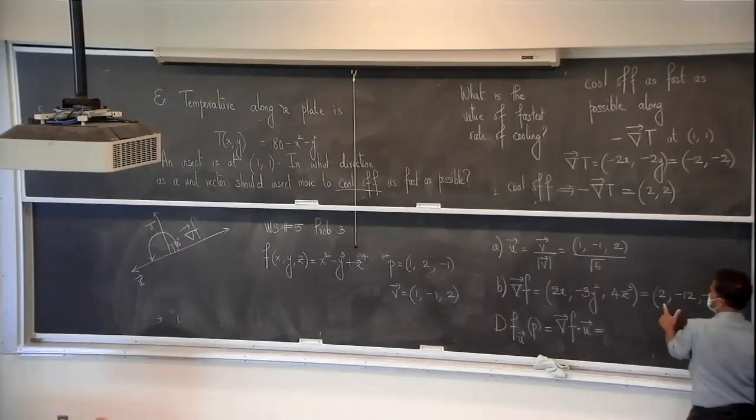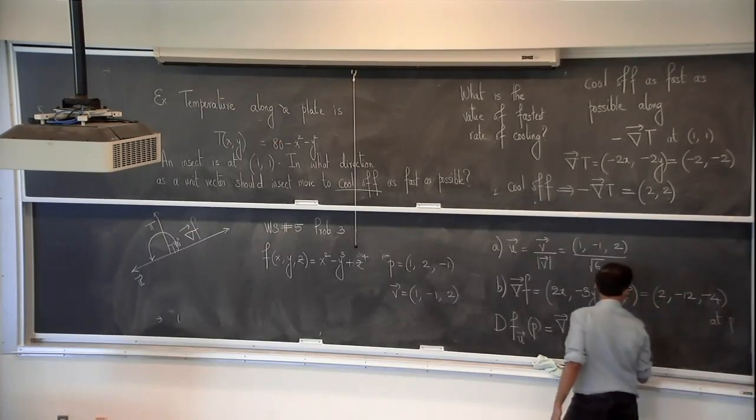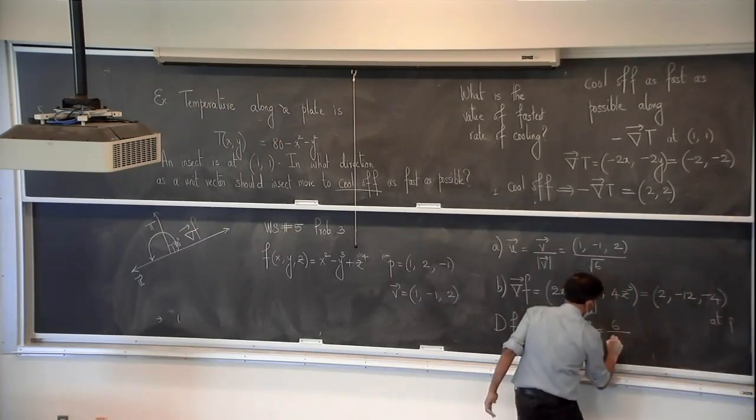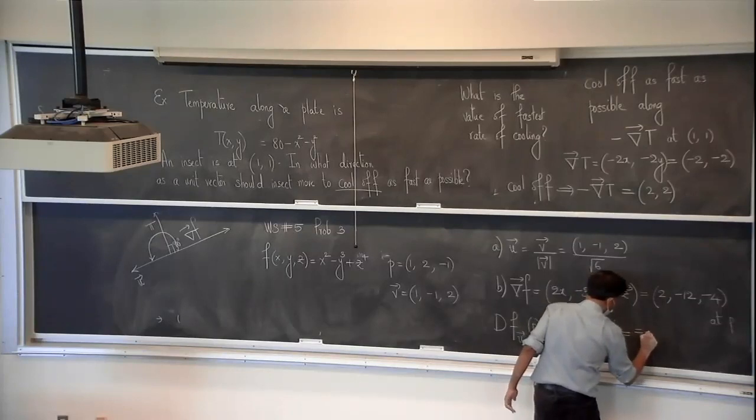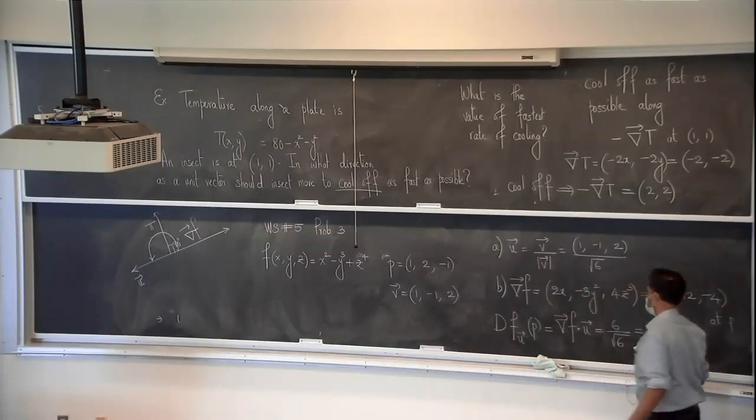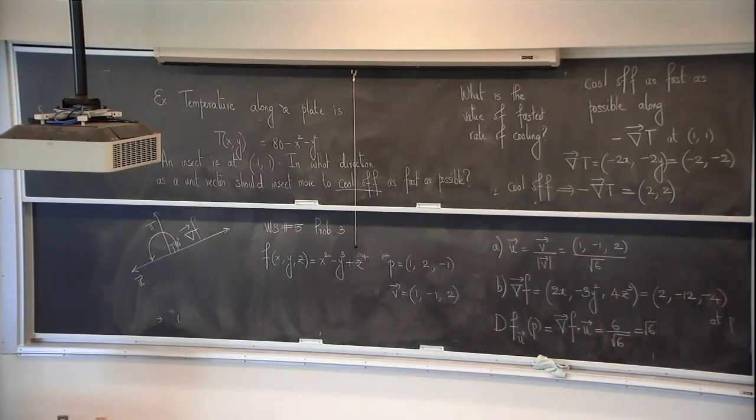So it's going to be 2 plus 12, 14, 14 minus 8, 6, divided by root 6, and that's equal to root 6. It's a number. Need not be a clean number, but it's a number.